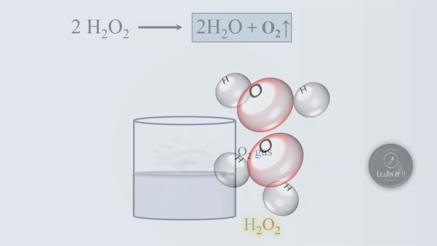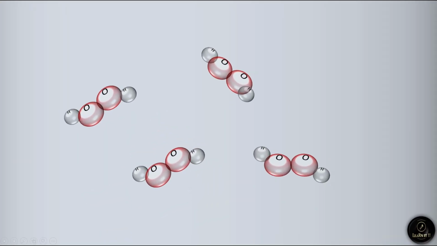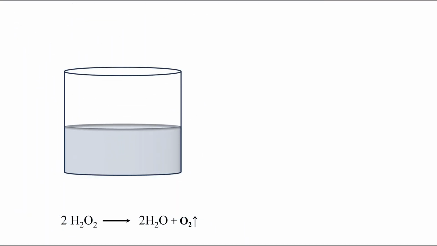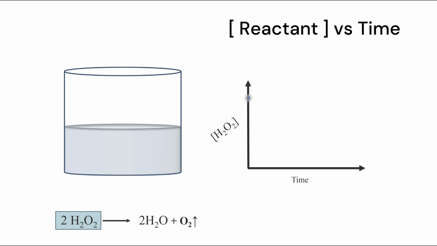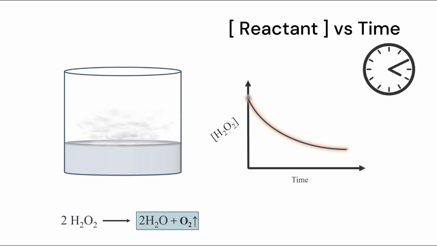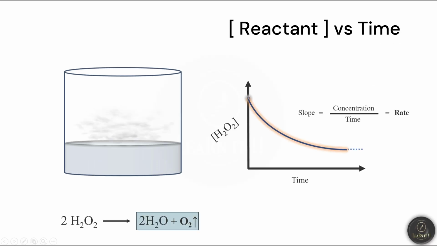In a typical reaction, we plot concentration versus time. Here is how we do it for the decomposition of hydrogen peroxide. On the x-axis, we have time. On the y-axis, we have the concentration of hydrogen peroxide, that is H2O2. When the reaction begins, the concentration of H2O2 is at its maximum. As the reaction progresses, the hydrogen peroxide breaks down and its concentration decreases over time.